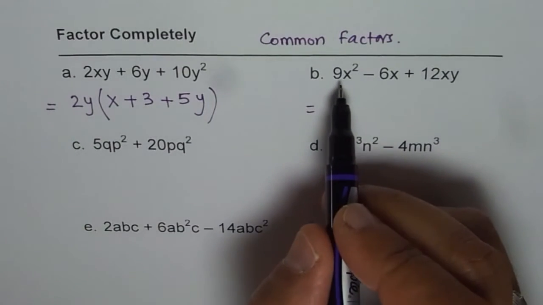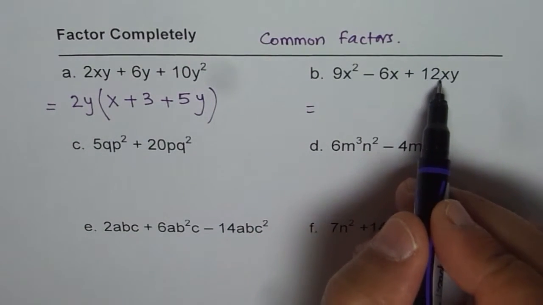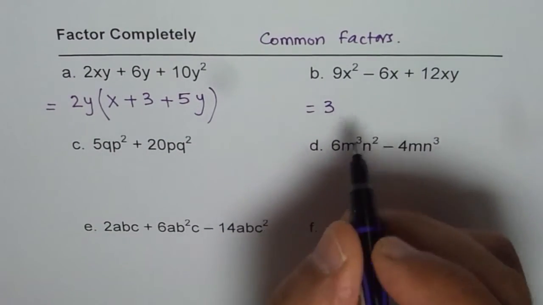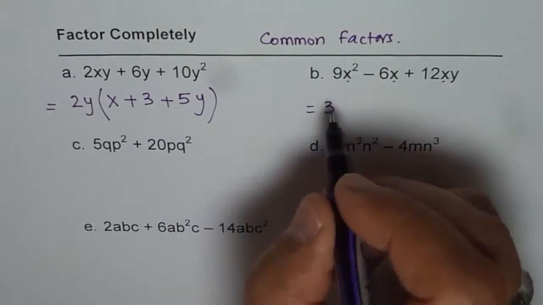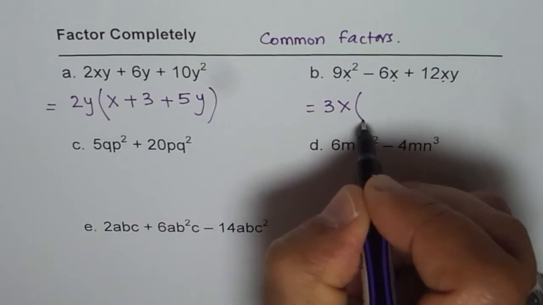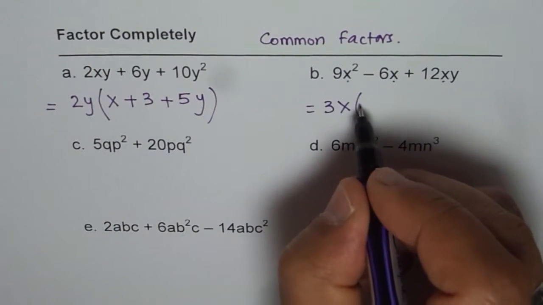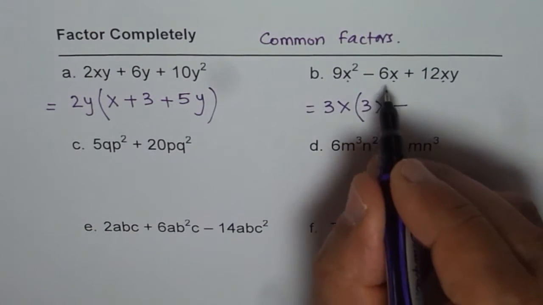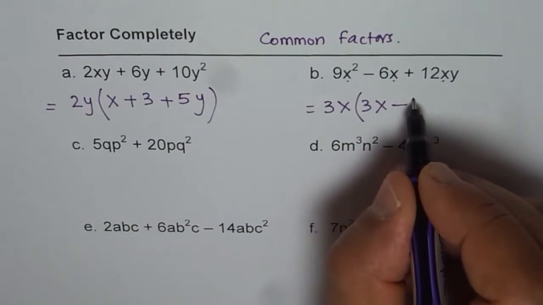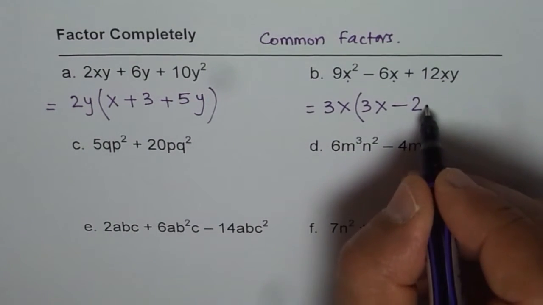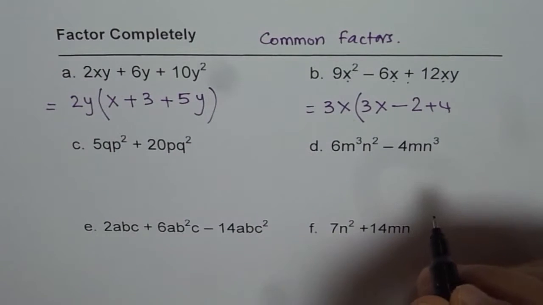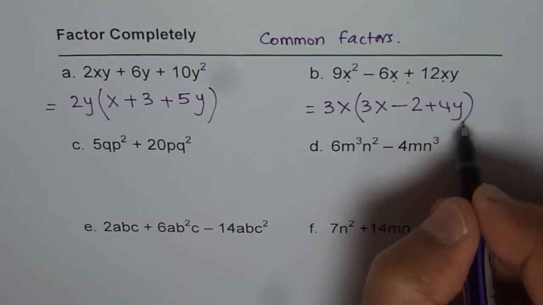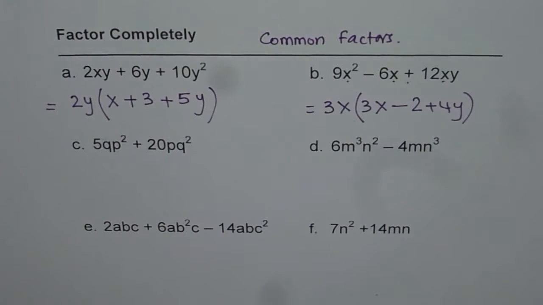Now here 9x squared minus 6x plus 12xy. So as you can see, 3 is a common factor, so we can factor out 3, and then x is common. So x, okay. Once you do that, 9 divided by 3 is 3, then x squared divided by x is x, minus 6x divided by 3x is 2, 12 divided by 3 is 4, plus sign which comes from here, and x by x is 1, we are left with y. So that is how we factored, correct?